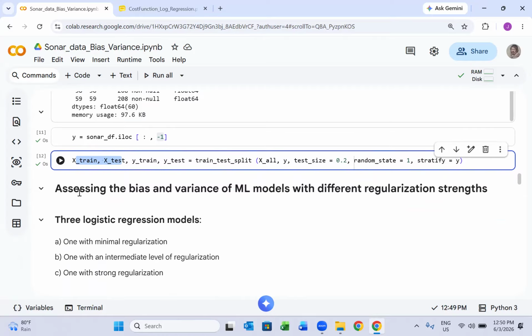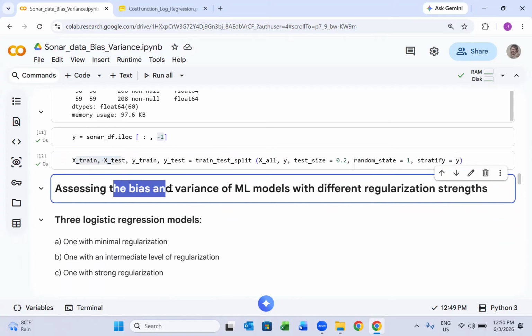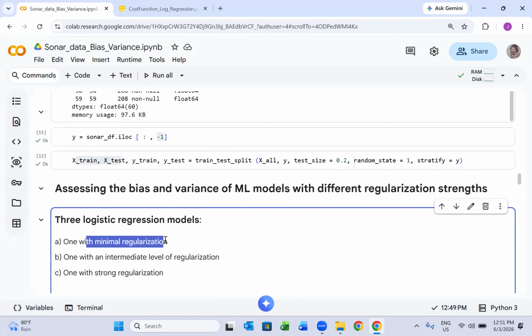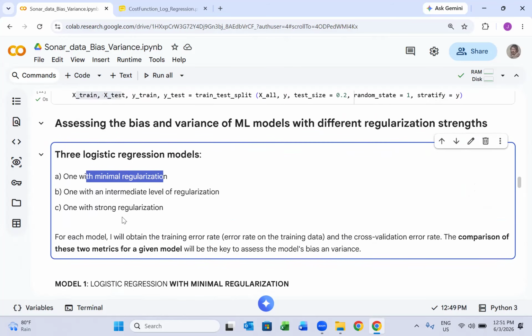So let's go ahead and assess. Let me show you how to assess the bias and variance of machine learning models with different regularization strength. So I want to train, as you will see, 3 machine learning models with different regularization strength, and I will show you how to assess the bias and variance for these different models. Specifically, I'm going to train 3 logistic regression models. One with minimal regularization, another one with an intermediate level of regularization, and the last one with a strong regularization.